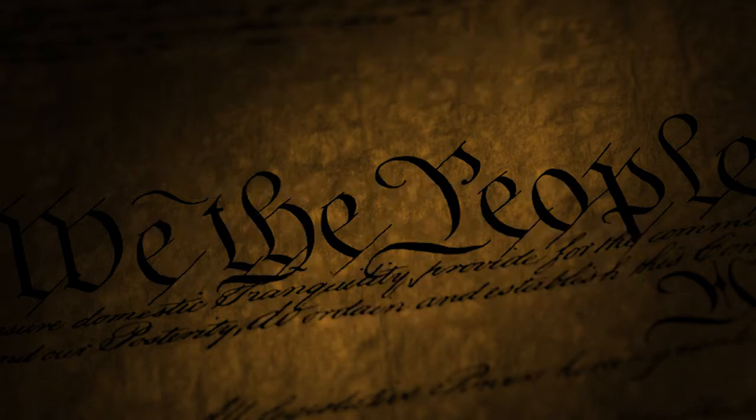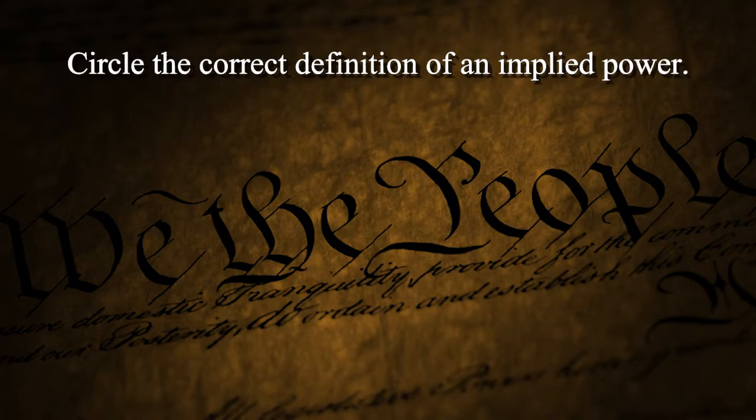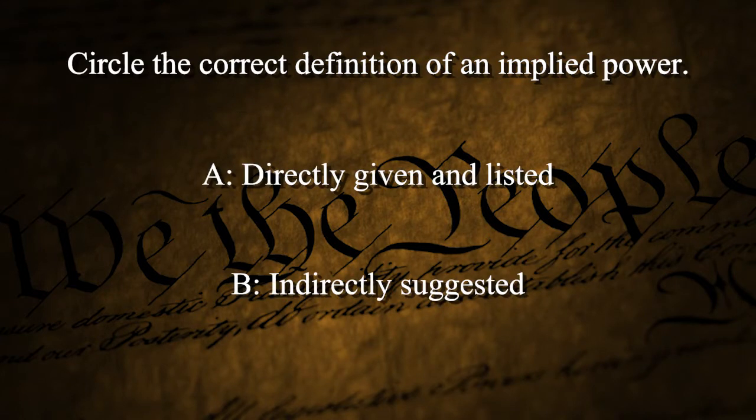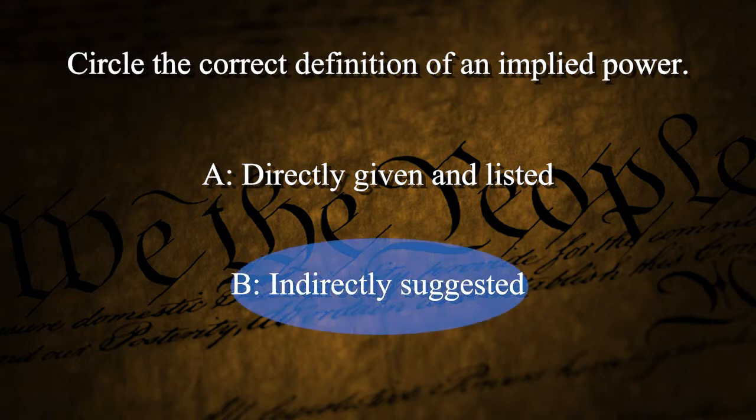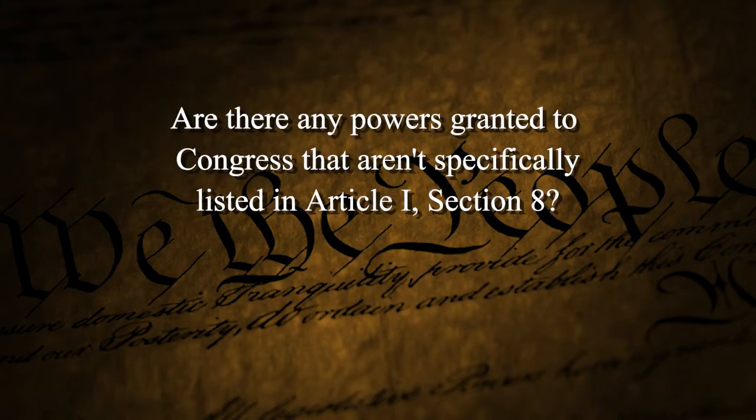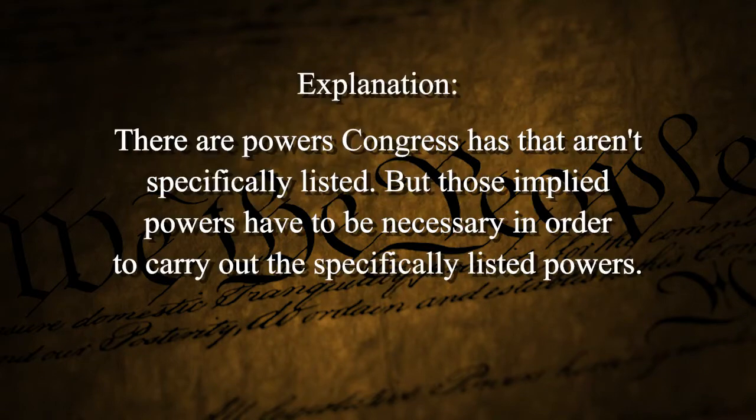Circle the correct definition of an implied power. Either A, directly given and listed, or B, indirectly suggested. It's indirectly suggested. And the obvious follow-up question is, are there any powers granted to Congress that aren't specifically listed in Article 1, Section 8? Well, the answer is yes. There are powers Congress has that aren't specifically listed, but those implied powers have to be necessary in order to carry out the specifically listed powers.